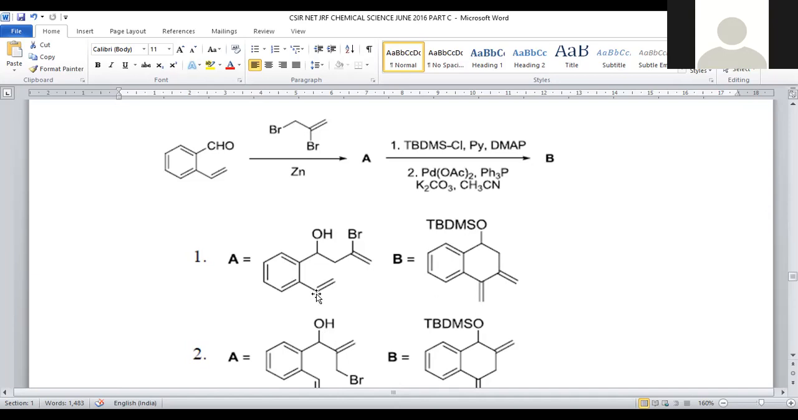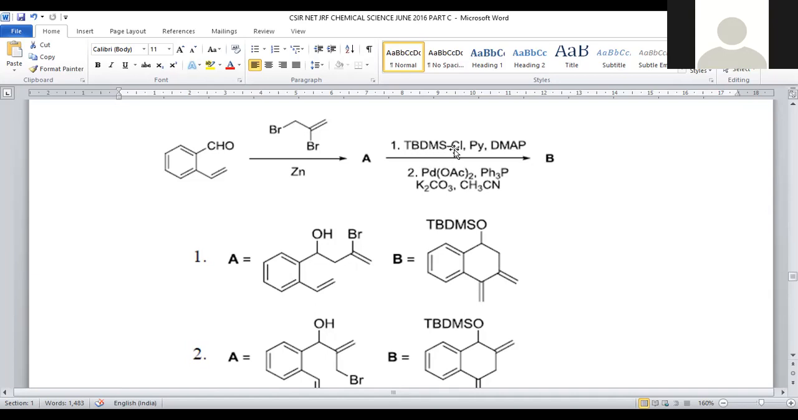Compound A is exactly option number 1A, and compound B will be option number 1B. So let us discuss in brief how the reaction proceeded. 2-vinyl benzaldehyde is treated with a dibromoalkene in the presence of zinc. Zinc will be inserted and this will be attached to the carbonyl center, and here the product is obtained. This is a kind of Reformatsky-type reaction. Compound A is formed like this.